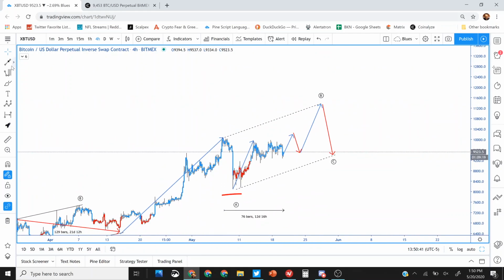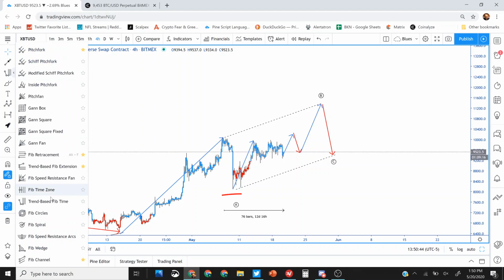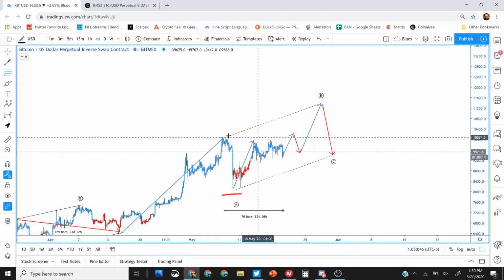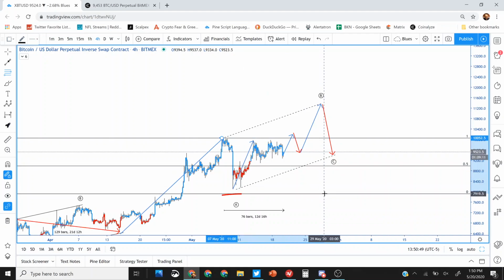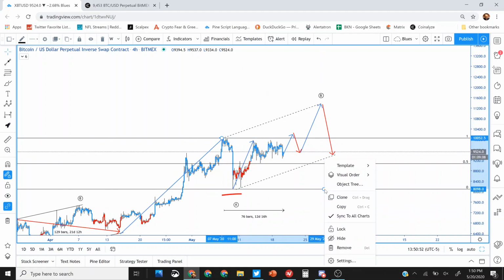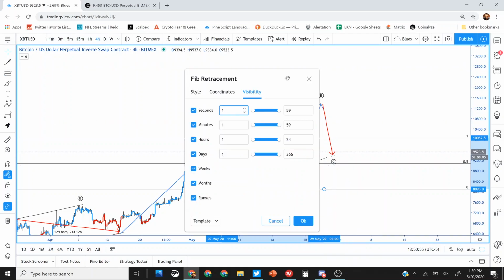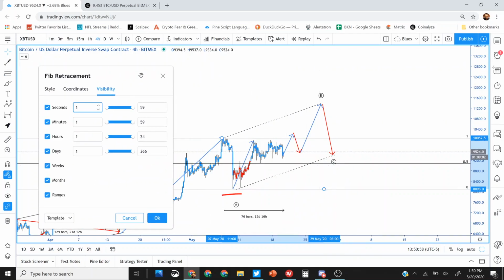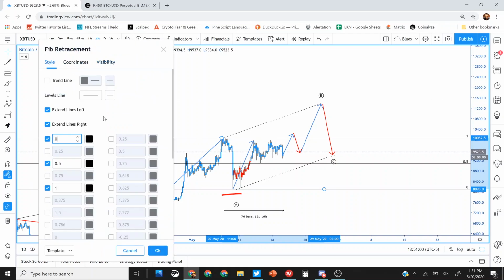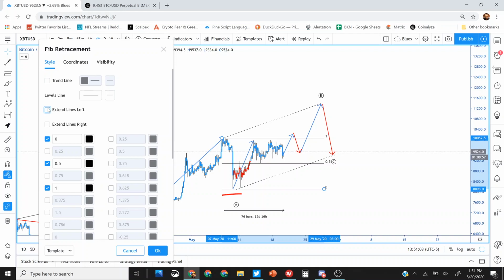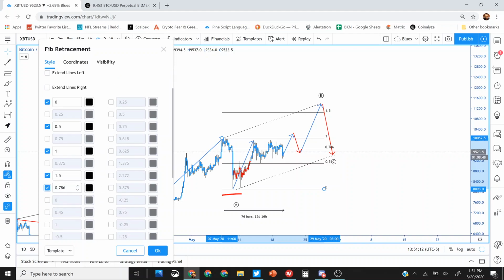So let's just take a quick measurement of this. I'm going to measure the A wave down. And then we're going to measure how high out of it we went. First of all, we don't need the lines extended. So we went past 1.5, potentially right to the 1618. Just past that too. So between these two levels.